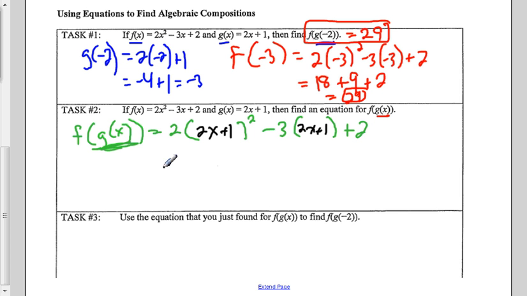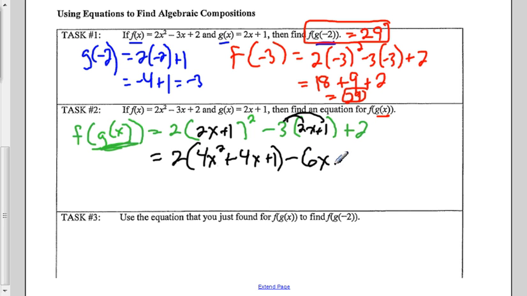So now I have to go and I have to do a little algebra. So we're going to expand this. So we're going to square 2x plus 1, and 2x plus 1 times 2x plus 1 is going to be 4x squared plus 4x plus 1. Then we're going to distribute this negative 3, negative 6x minus 3. Just make sure you distribute it to both values, and it is negative 3. And then bring down the positive 2.